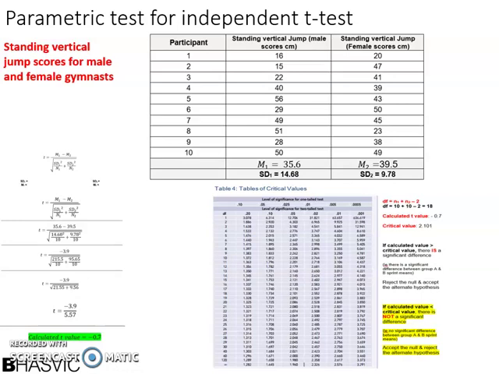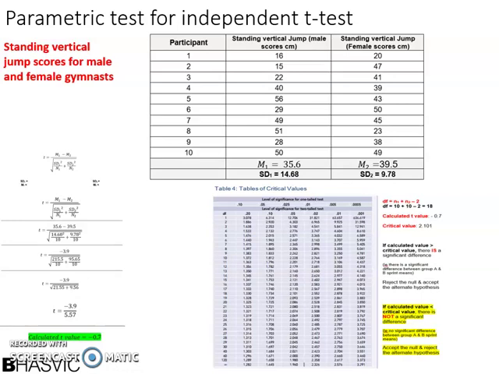It is also important to note that the independent t-test is suitable when the data you have collected is interval or ordinal data. In my example, it is interval data. The first two steps of my example were to calculate the mean and the standard deviation of both the male and female scores, which is presented in the table at the top of my screen. After that, I put these values in the relevant place of the equation to give me a t-value of -0.7.